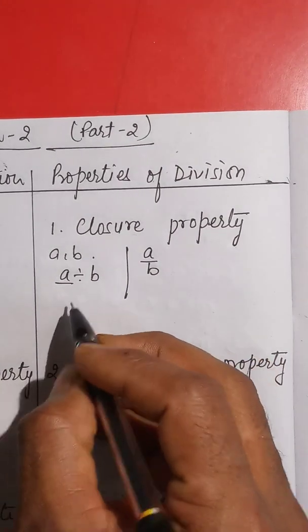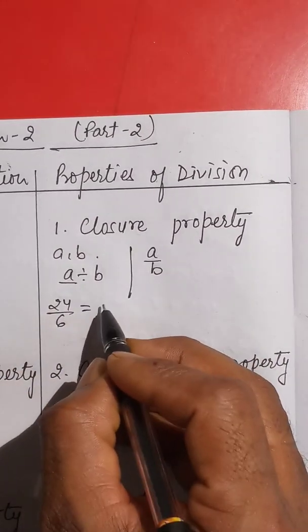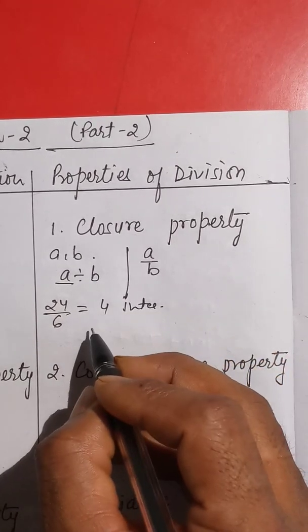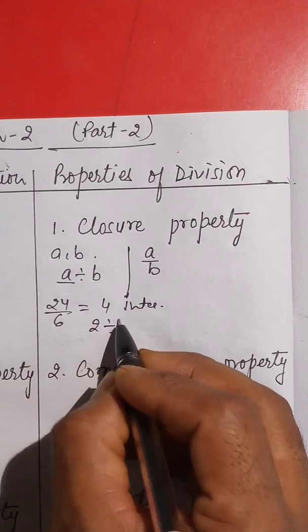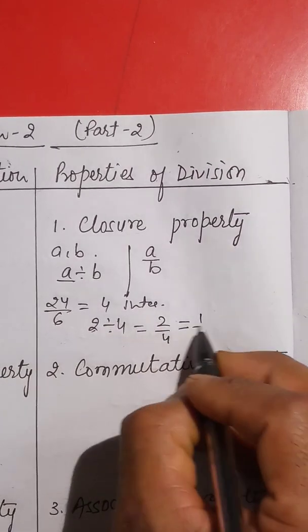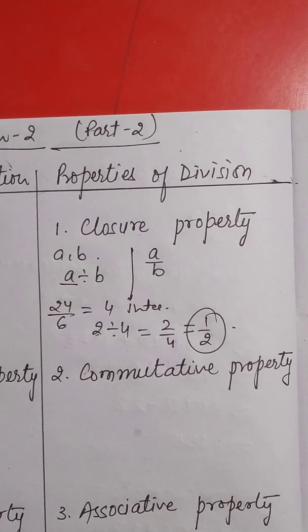Suppose if we divide 24 by 6, we will get 4, which is an integer. But if we divide 2 by 4, then what would be the result? The result is 1 upon 2, which is not an integer. So the closure property may or may not be applicable for division. Now the commutative property: is the commutative property possible for division?